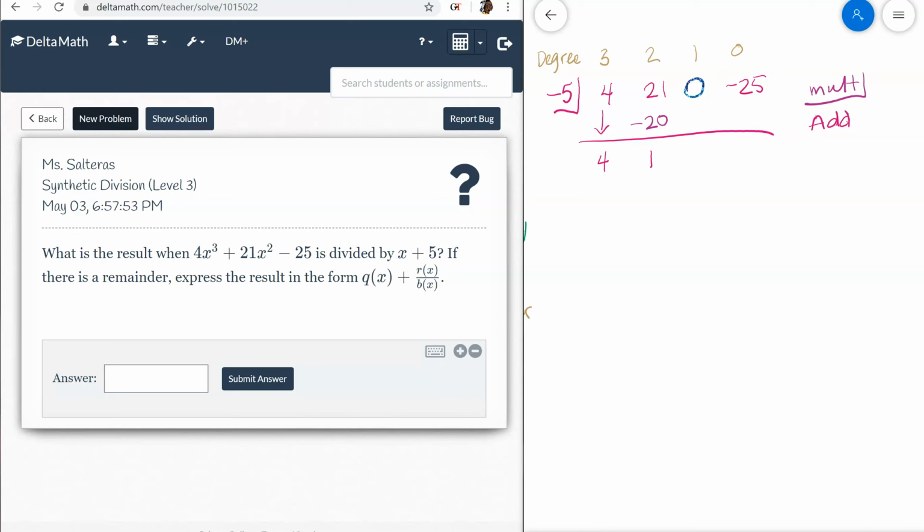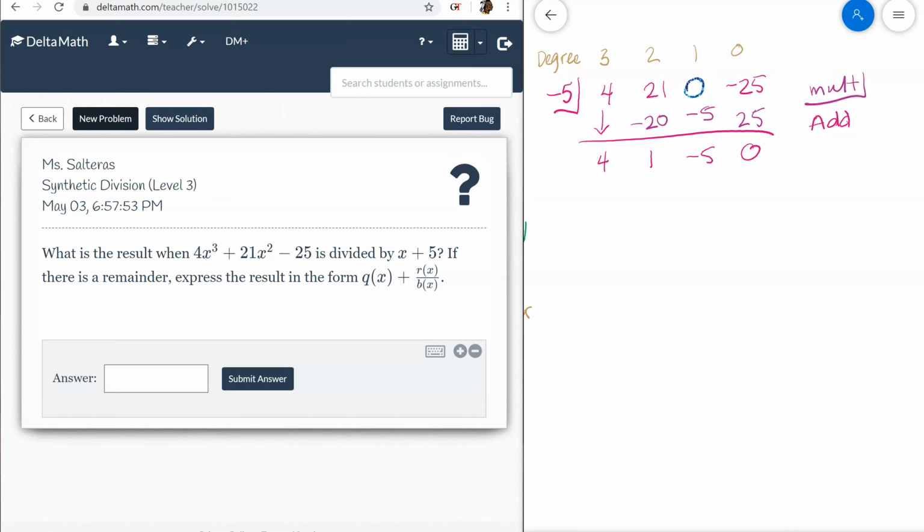1 times negative 5 is negative 5. Well, 0 plus a negative 5 is going to be a negative 5. And then we have negative 5 times negative 5. That gives us a positive 25. Look, for this one, we don't have a remainder. So there is no remainder.